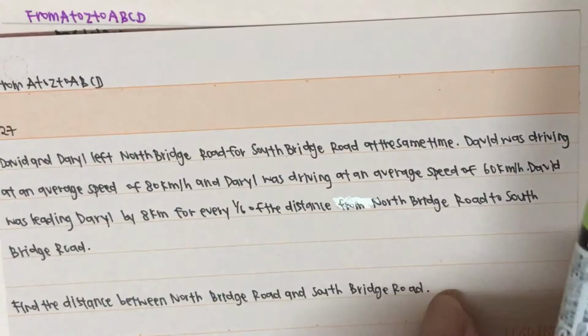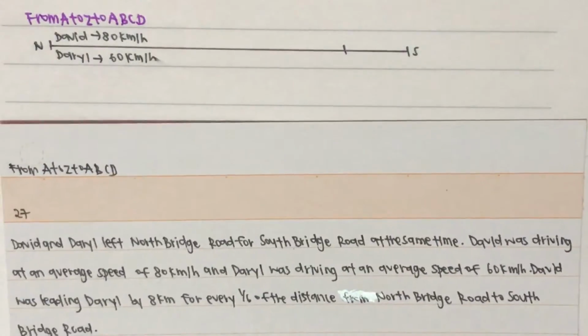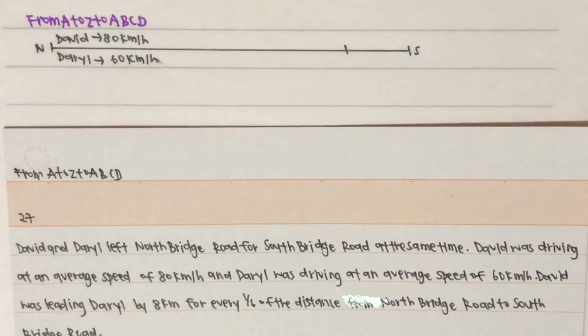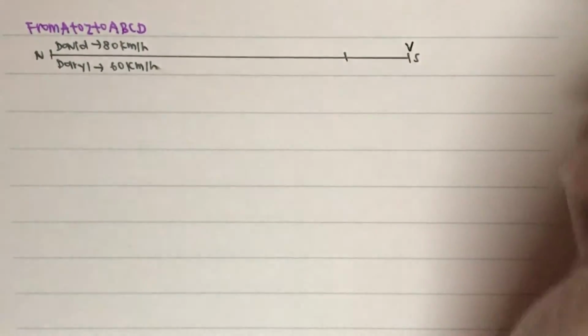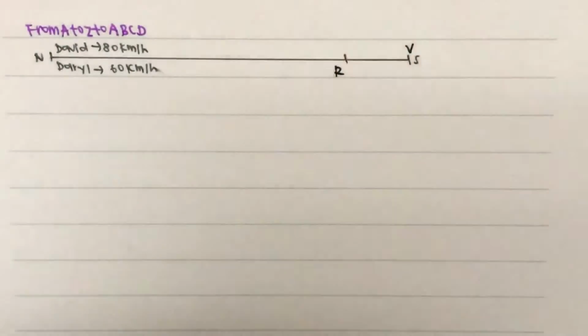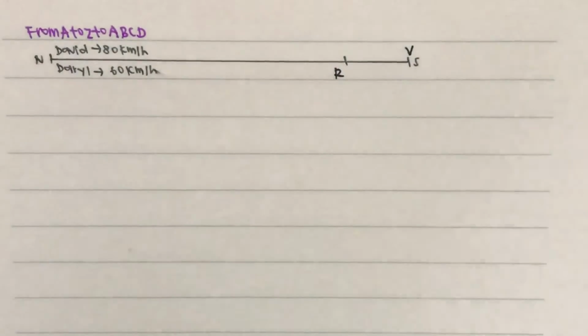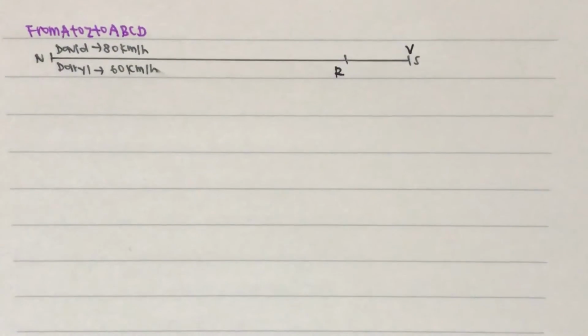Okay, so for this question, we're going to draw the diagram. From north to south, David is traveling at 80 km per hour and Daryl is traveling at 60 km per hour. Let's use V for David. We estimate that when David reaches South Bridge Road, Daryl will be some distance away from it. We realize that for every 1/6 of the distance traveled, David will be 8 kilometers ahead.